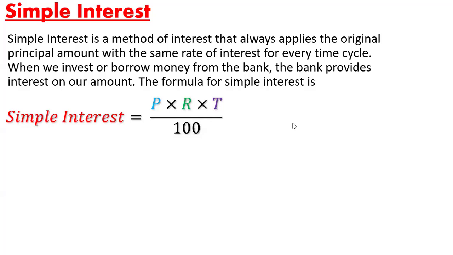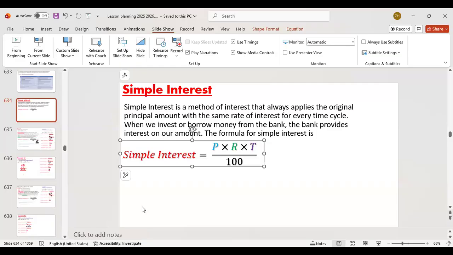What does R stand for? Rate. Which rate? The interest rate, right? Not just rate, but interest rate. Very good. And what does T stand for? Time, the amount of time. Time is always in years. It could be years or decades. So if they give you something in months, you have to change it to years.